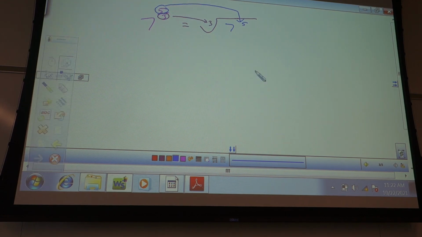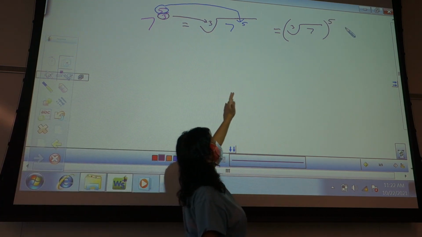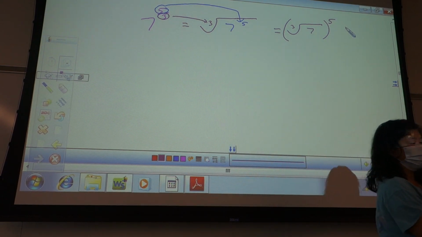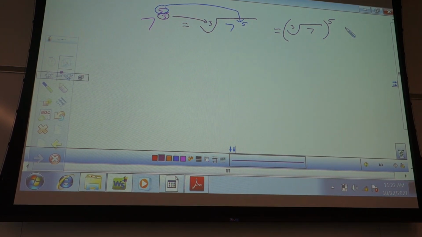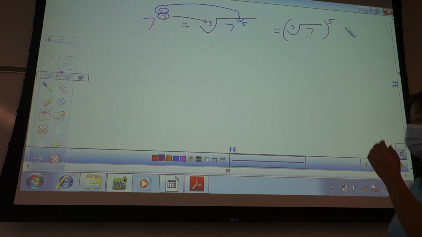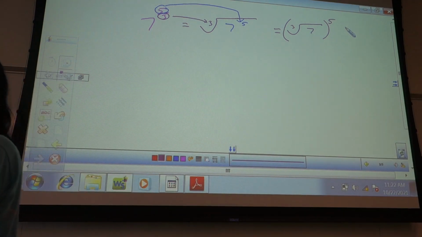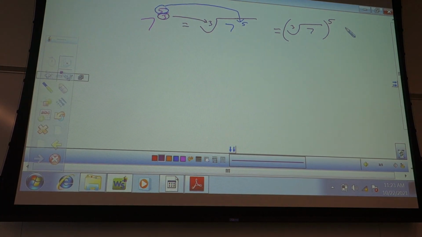Or it could go on the outside too. You can also do it this way, and the whole thing to the 5th. Either one of those works. The 5 can go either on the inside of the 7 or it can go on the outside. They're the same. Okay, so try to work on the next ones.